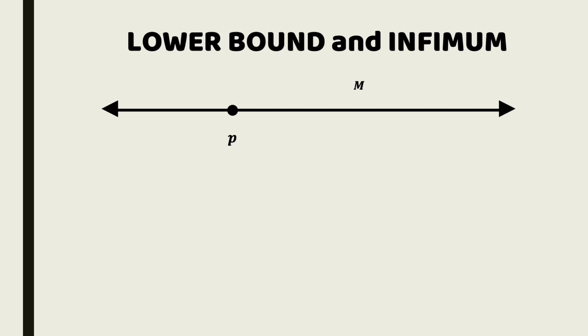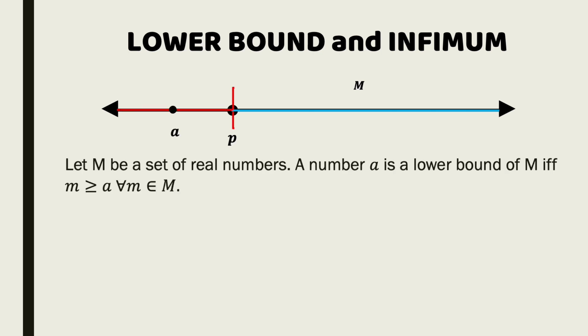To begin with, let us illustrate the set of real numbers using a number line, and we'll let p be a real number. Then we'll let m be the subset of real numbers such that the elements of set m are real numbers greater than or equal to p. Set m is said to be bounded below, and we can identify its lower bound. So what are the lower bounds of set m?